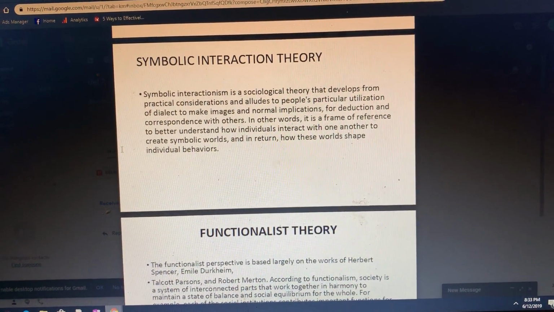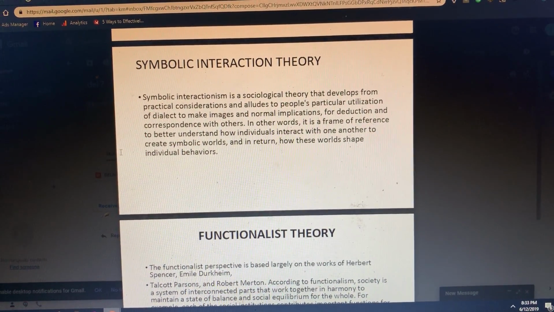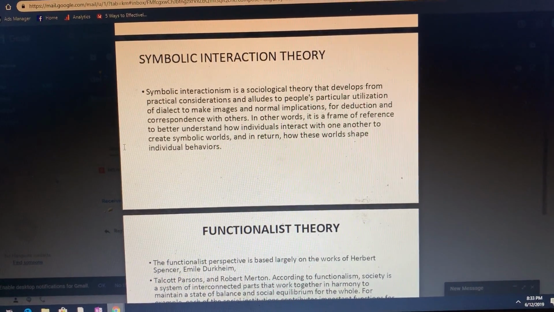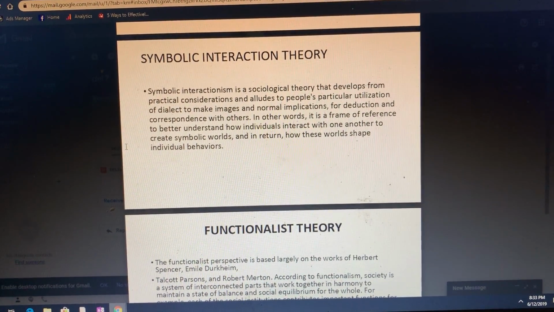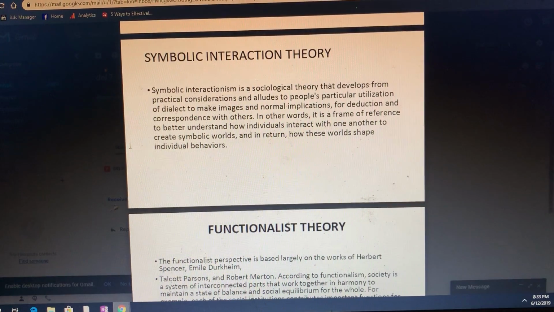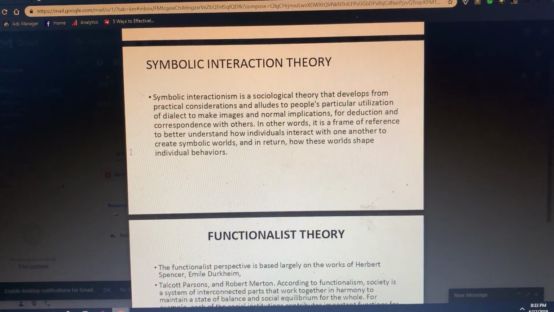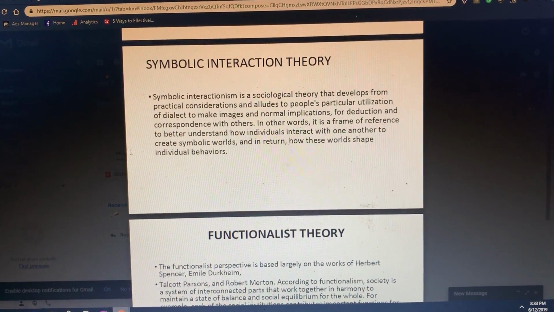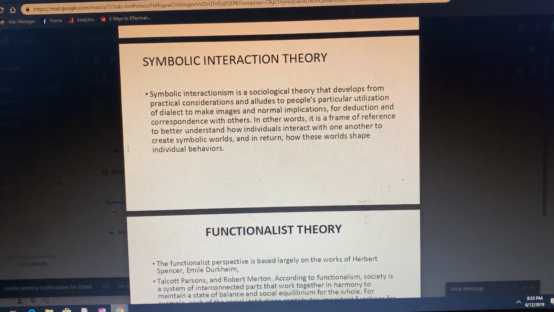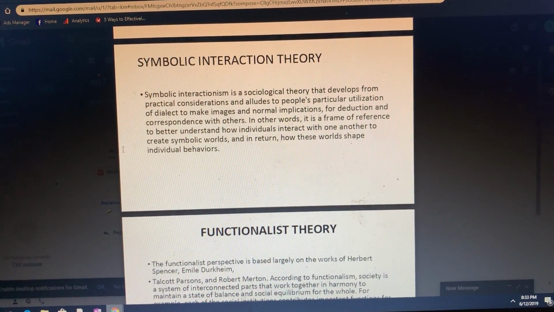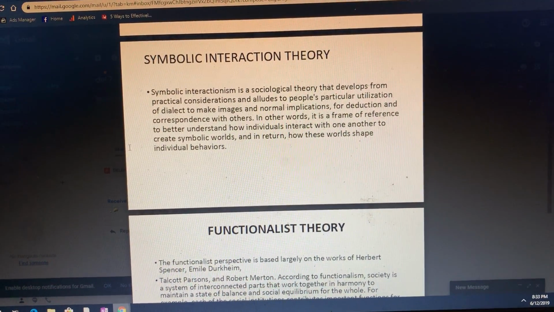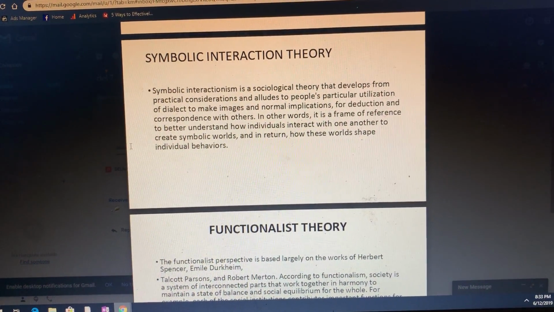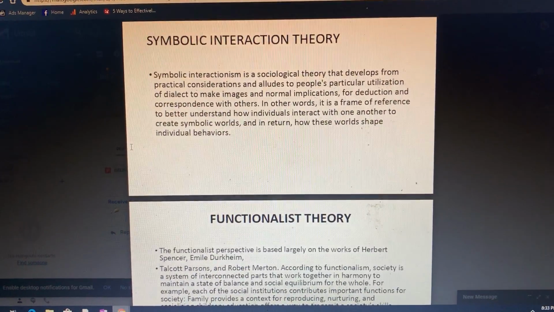Symbolic interactionism is a sociological theory that develops from practical considerations and alludes to people's particular utilization of dialect to make images and normal implications for deductions and correspondence with others. In other words, it is a frame of reference to better understand how individuals interact with one another to create symbolic words, and in return, how these words shape individual behaviors.